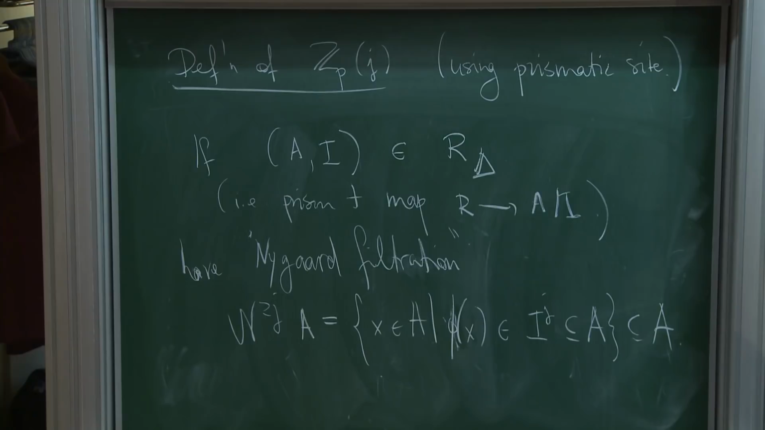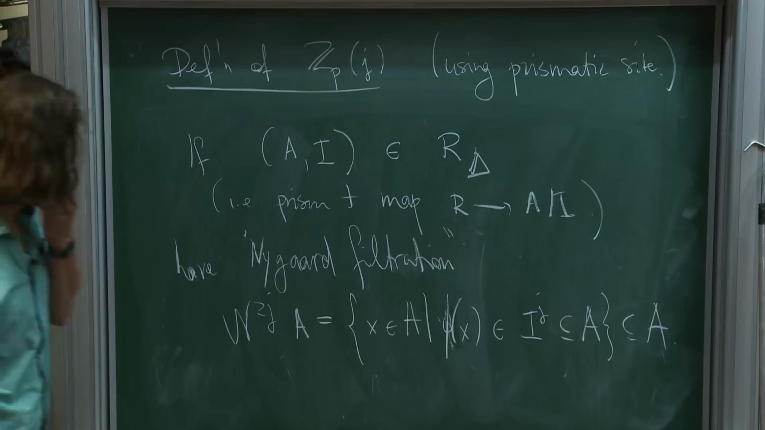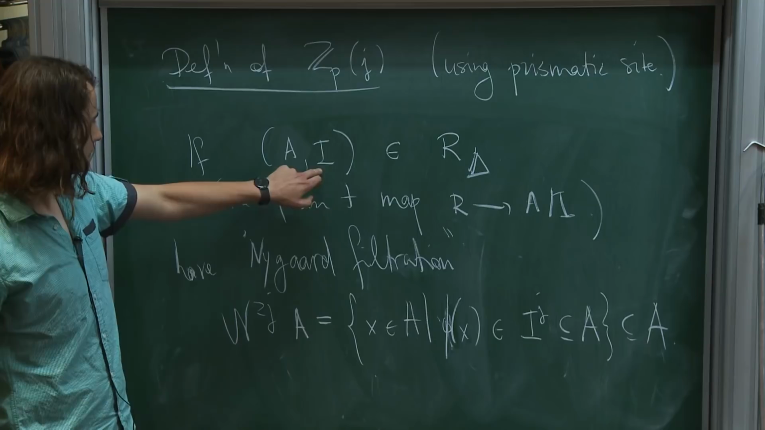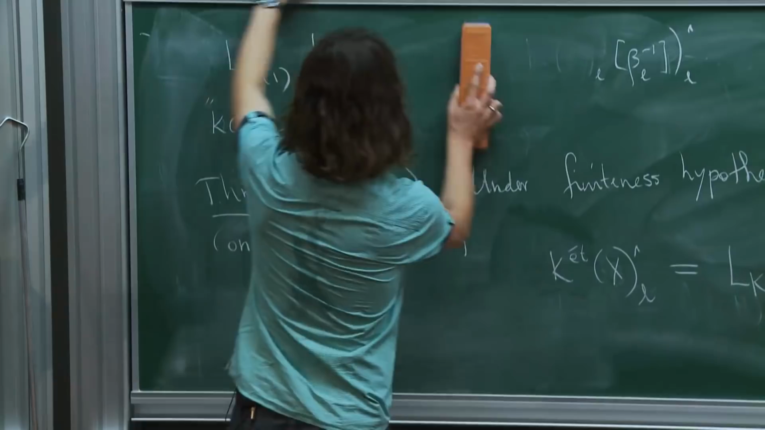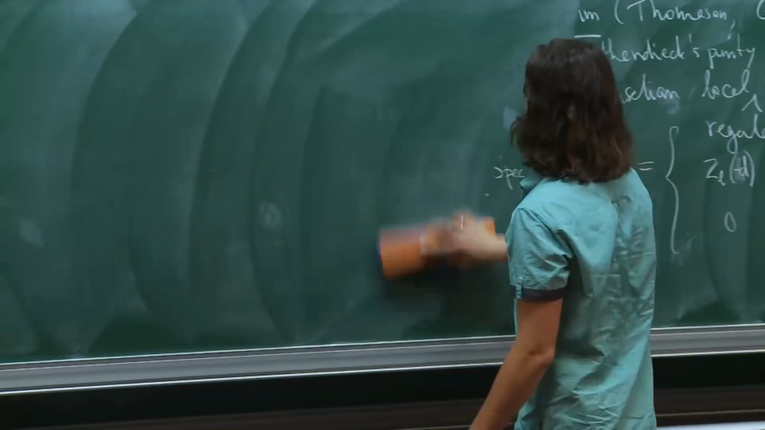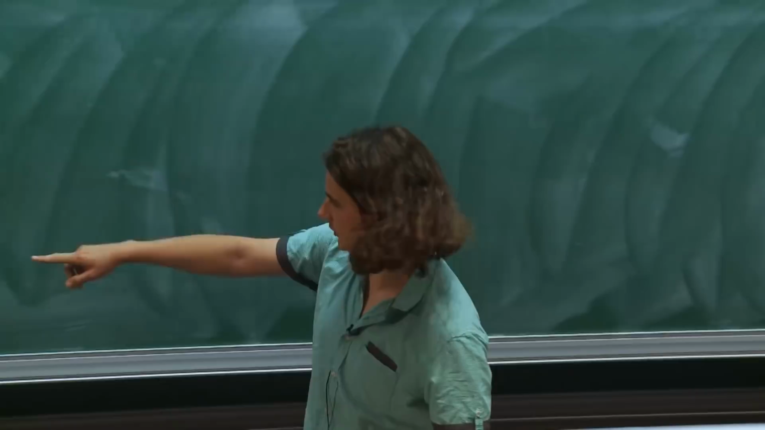So if you did this in the kind of crystalline case where I is actually generated by P, then in small degrees, this agrees with the divided power filtration. But in large degrees, it doesn't. So that's part of the reason that our theory works better in large degrees. But the divided power filtration is somehow something that only depends on the divided power structure. But this really needs the Frobenius on the way.